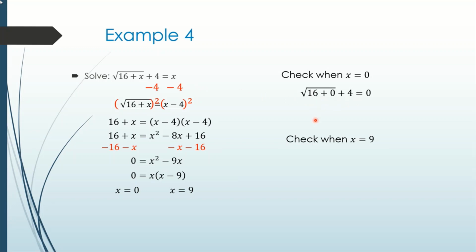16 plus 0 is 16. The square root of 16 is 4, so 4 plus 4 does not equal 0. That's what happens sometimes with these problems, because of the restricted domain, probably more so the restricted range.